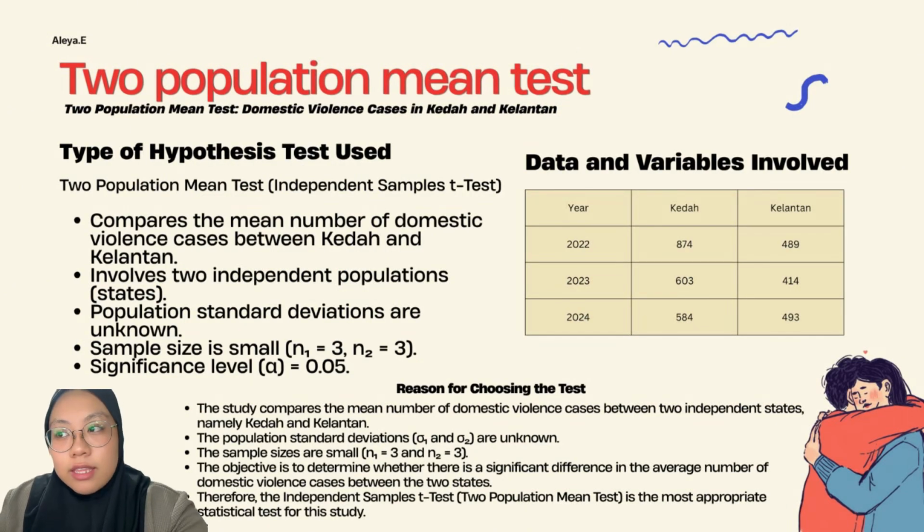Next is data and type of test. The data collected is as follows. For Kedah, the reported cases were 874 in 2022, 603 in 2023 and 584 in 2024. For Kelantan, the reported cases were 489 in 2022, 414 in 2023 and 493 in 2024.